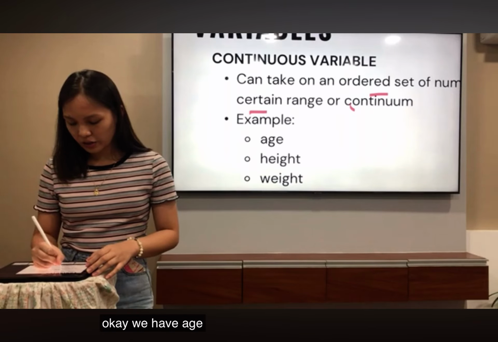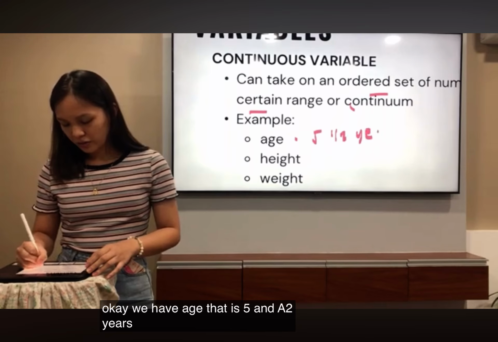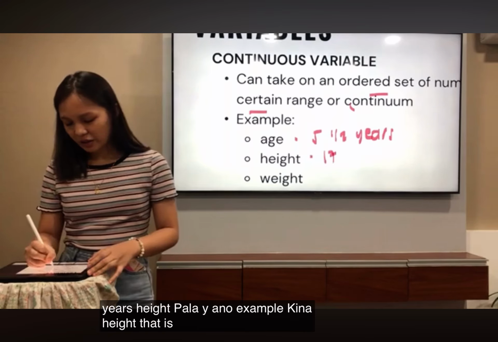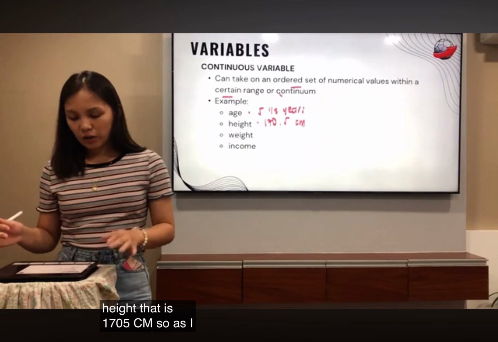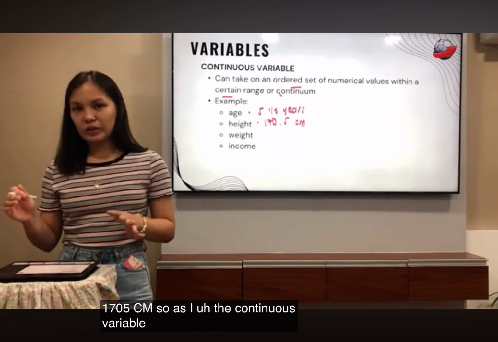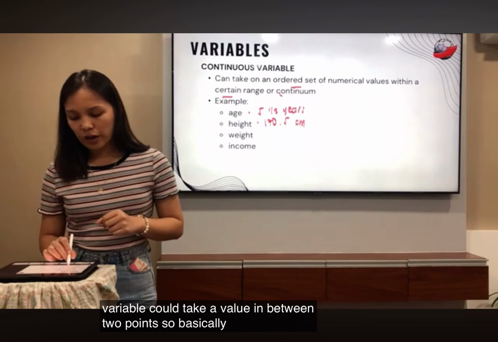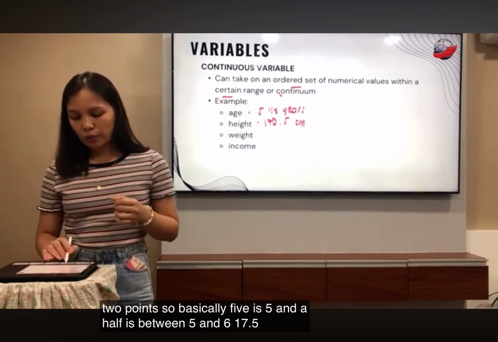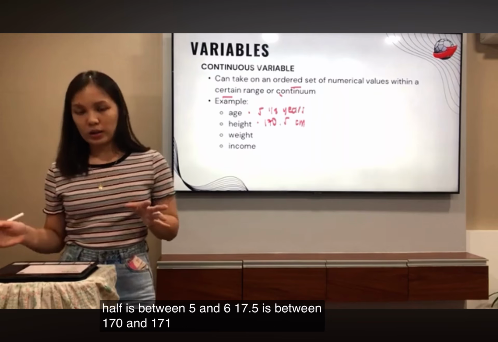You have age, that is 5.5 years. Height pala yung example kanina, height, that is 170.5 centimeters. So the continuous variable could take a value in between 2 points. So basically 5.5 is between 5 and 6. 170.5 is between 170 and 171 centimeters.